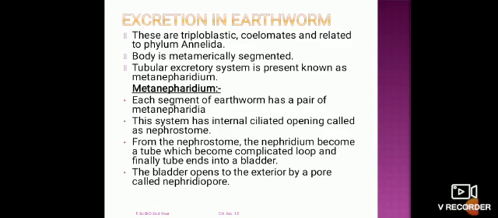Excretion in the earthworm. These are triploblastic animals and coelomates, and they are related to phylum Annelida. The body is metamerically segmented, and the tubular excretory system present in the earthworm is known as the Metanephridia. Each segment of the earthworm has a pair of Metanephridia. This system has an internal ciliated opening called a nephrostome.